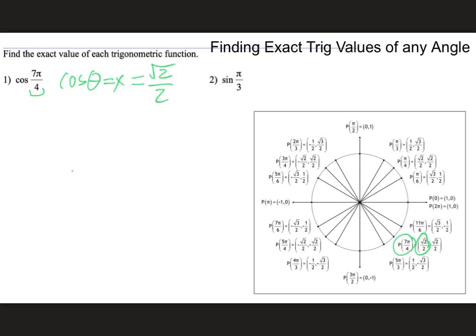The next one we're looking at is sine of pi over 3. We're given a full unit circle, so I'm going to find pi over 3 on here. All right, that's going to be the y value. And here the y value is the square root of 3 over 2.